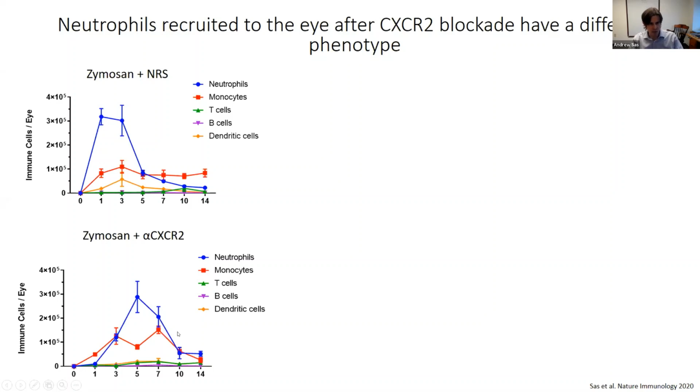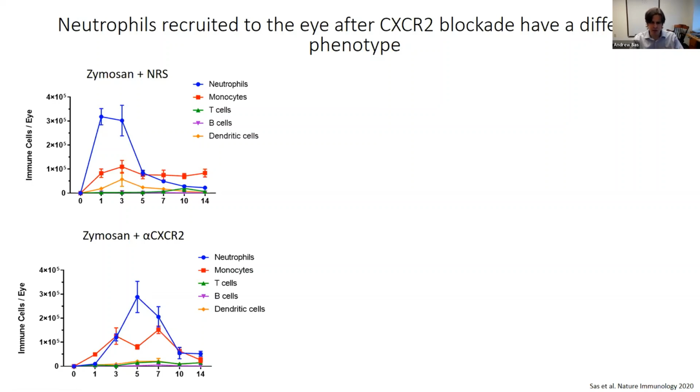But in our bottom panel, in the mice treated with the Zymosan and the anti-CXCR2, we didn't get that early infiltration. In fact, we had a delayed infiltration, but neutrophils still found their way into the eye, and they peaked at a later time point around day 5 and continued to be present for the first week.